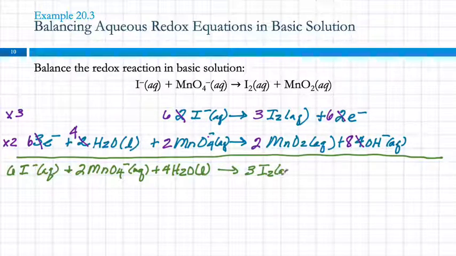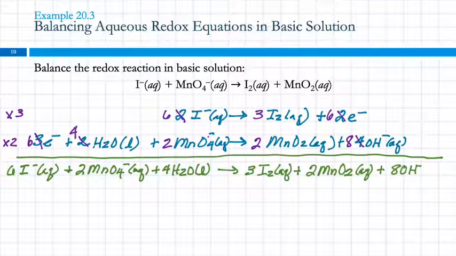3 I2 and 2 MnO2 and 8 hydroxide ions. And the electrons canceled out.